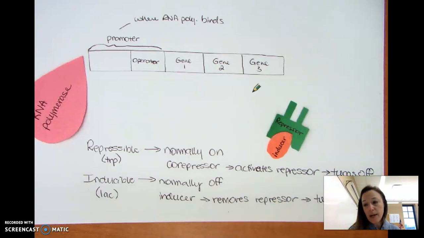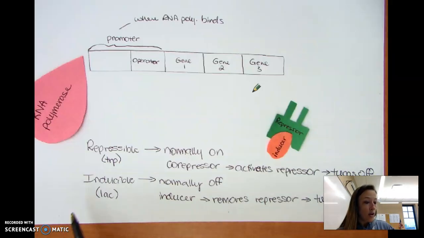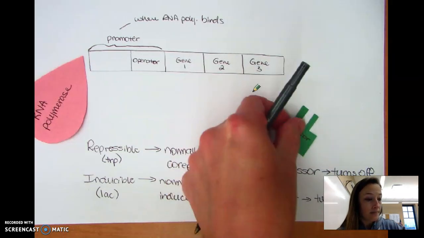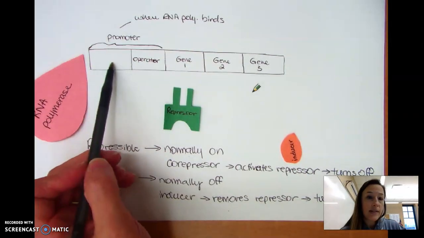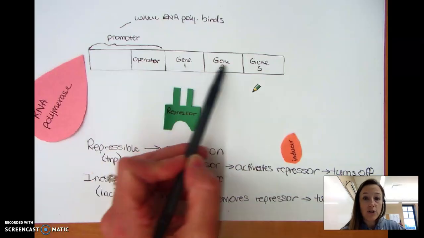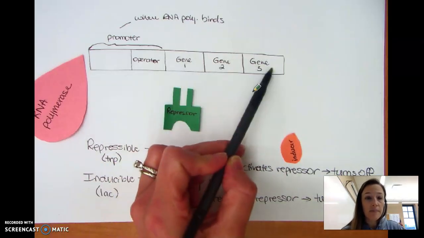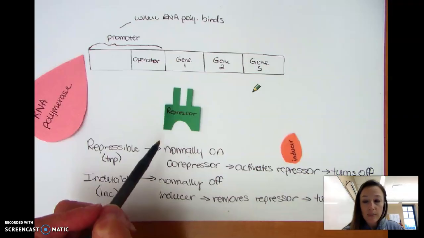All right, the last thing is compare and contrast inducible and repressible operons. So let's compare first. Both operons deal with a repressor, right? Whether it's on or off, they have a repressor. Both operons have a promoter, an operator, and functional genes, or just what we call genes. So those are ways that they're similar.